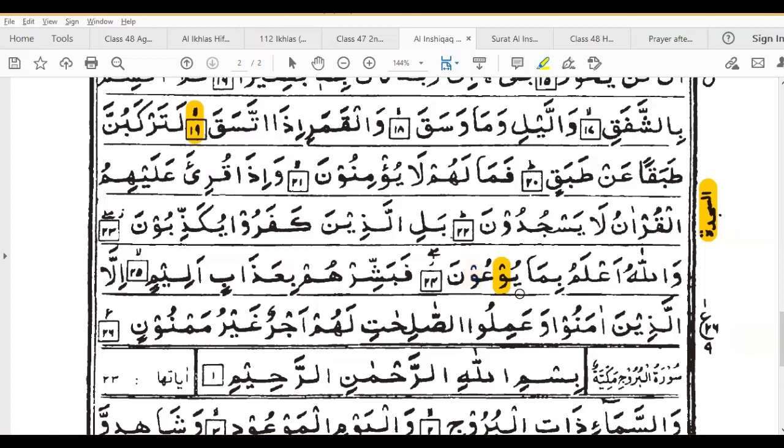Okay, so one more time. Wallahu a'lamu bima yu'un. Wallahu a'lamu bima yu'un. Okay, good. Bima yu'un. Bima yu'un.